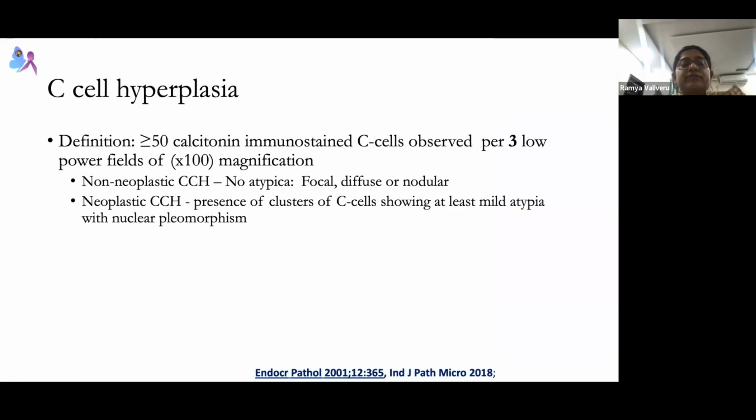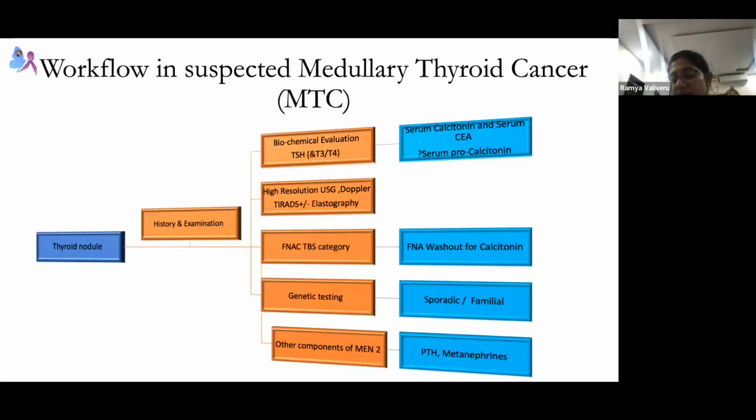What is the definition of C cell hyperplasia? It is 50 or more calcitonin-immunostained C cells per three low-power fields, at 100x magnification. There is neoplastic and non-neoplastic CCH. In non-neoplastic CCH, the C cells have no atypical features, and it could be focal, diffuse, or nodular. In neoplastic CCH, there are clusters of C cells with at least mild atypia and nuclear pleomorphism. There are reasons apart from MTC for C cell hyperplasia, which we'll enumerate later.